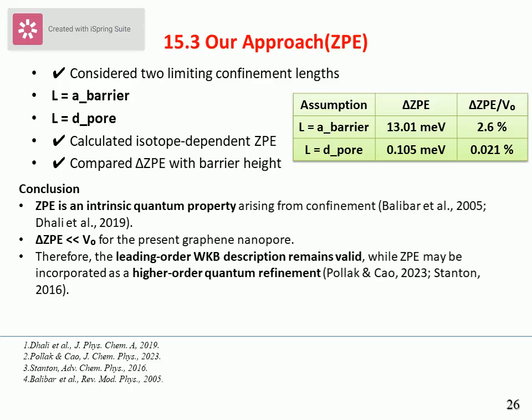The ZP difference is about 13 millielectron volt, that is about 2.6% of the barrier, for barrier width, and 0.1 millielectron volt, that is 0.02%, for the pore diameter. Both are small, WKB remains valid. So the ZP is only a small correction.